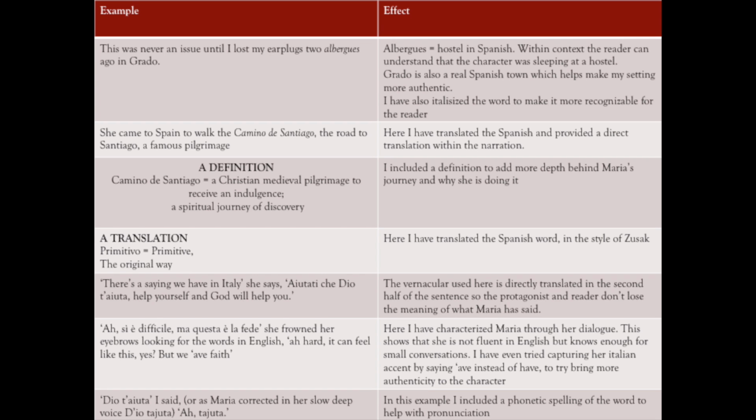Lastly, I attempted to provide a phonetic pronunciation of the phrase Dio t'aiuta to make it clear for the reader to understand.